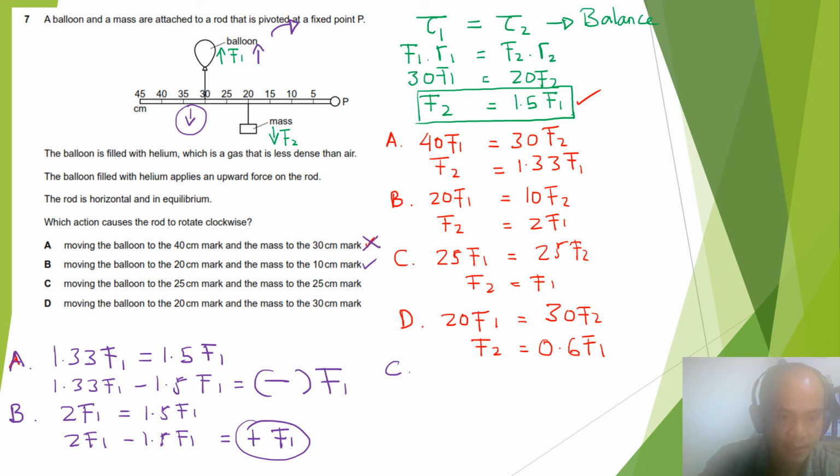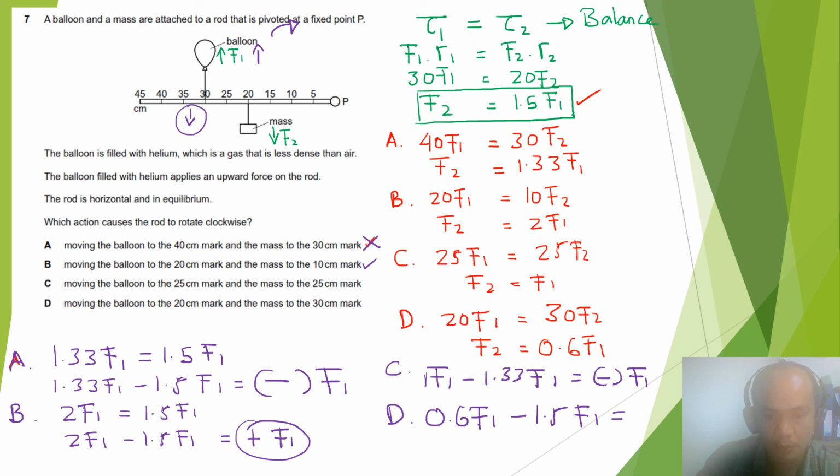Let me check for C. F2 is equal to F1. So it means that F1 minus 1.5 F1 is negative, also minus. And for option D, it is 0.67 F1 minus 1.5 F1, which is negative too. So the one that gives a positive result is B.